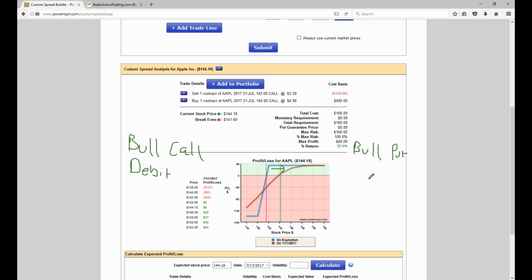Bull call will be done at a debit and the bull put will be done at a credit if structured properly. If you structure a bull put incorrectly, guess what? You're in a bear put debit spread. If you reverse the strikes, you sell the 140 and buy the 142, you're in a bear put debit spread, okay? So that's the obvious one. One's done at a debit, one's done at a credit. They are parity trades, so they'll have a similar risk-reward profile.